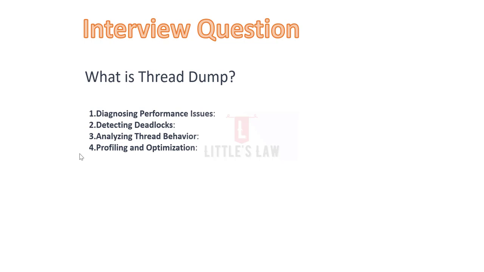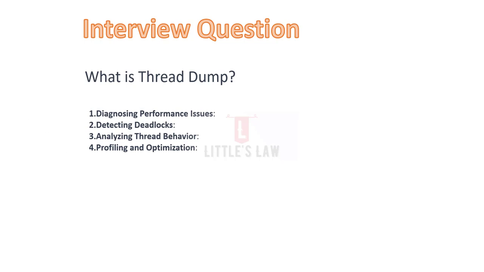First I will tell you what a thread dump is. A thread dump, also known as a stack trace or thread snapshot, is a snapshot of the current execution status of all threads in a running Java application. It provides valuable information about what each thread is doing at a particular moment, including the method and line of code it's executing.